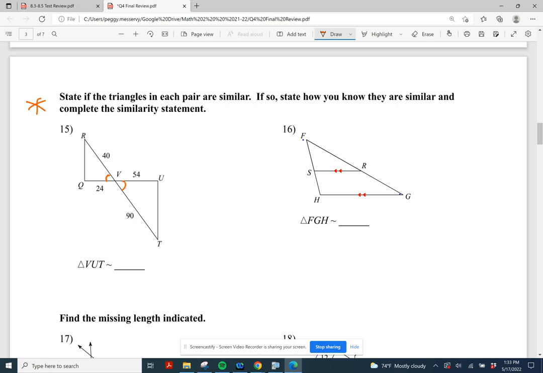We have these two vertical angles that are congruent. So angle RVQ is congruent to angle TVU, because they are vertical angles.